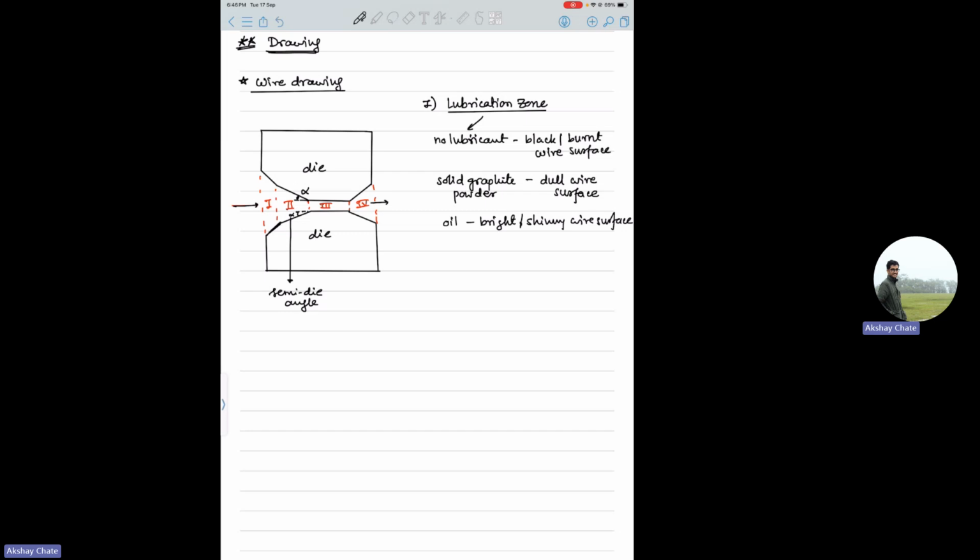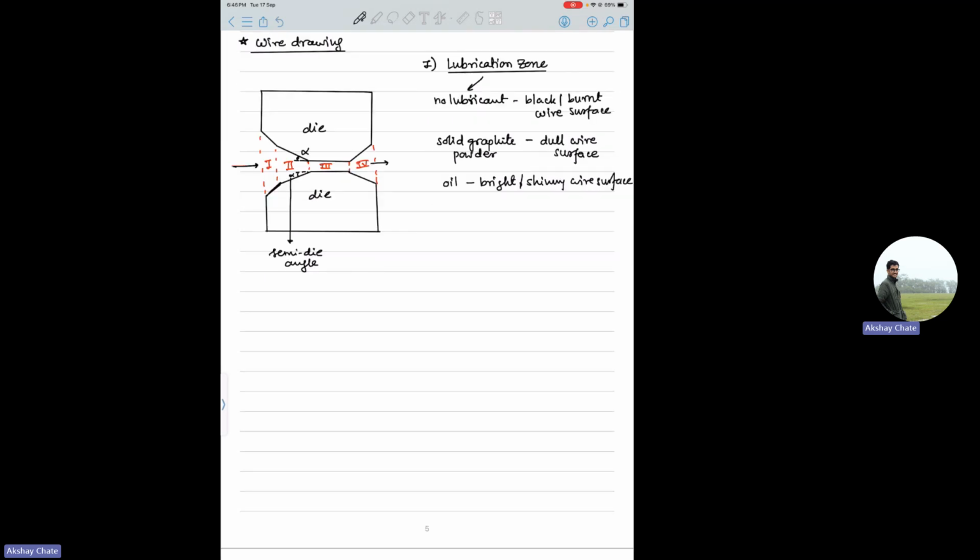You'll not get the desired surface finish, and the defects will be more if you do it directly. So first, acid pickling is done. These are some terms that are sometimes thrown in the questions. Acid pickling is basically removing dust or scale from the surface before wire drawing.